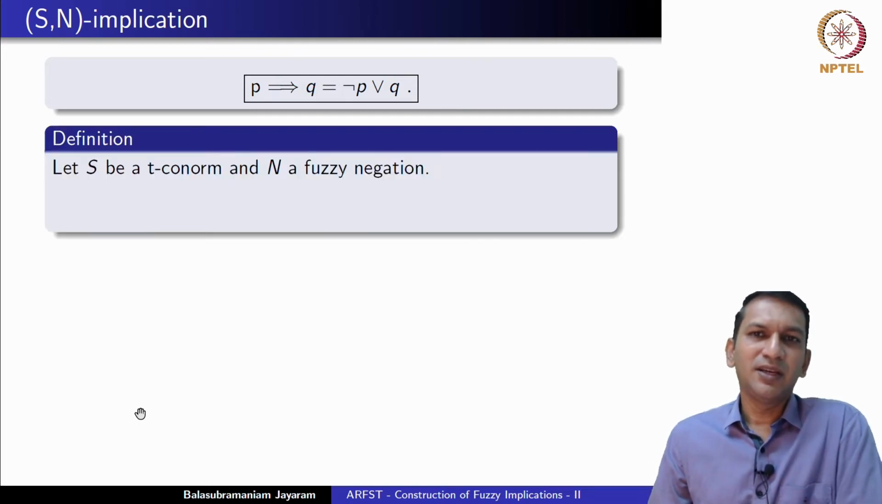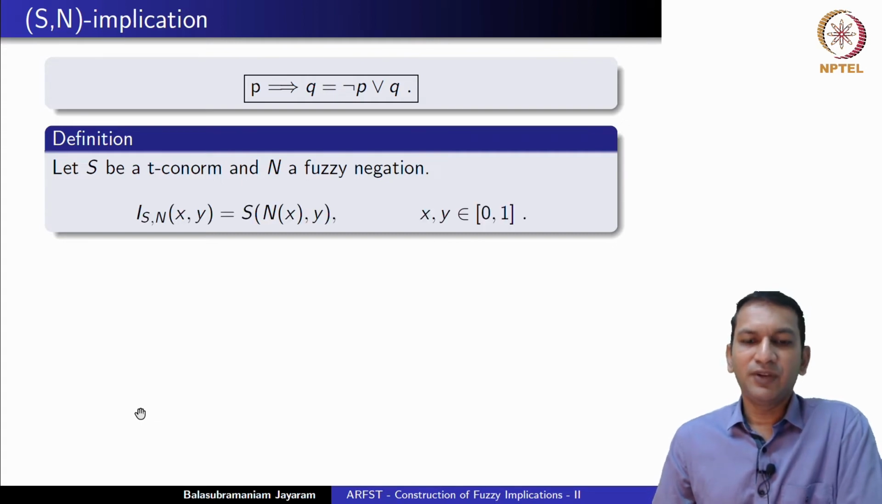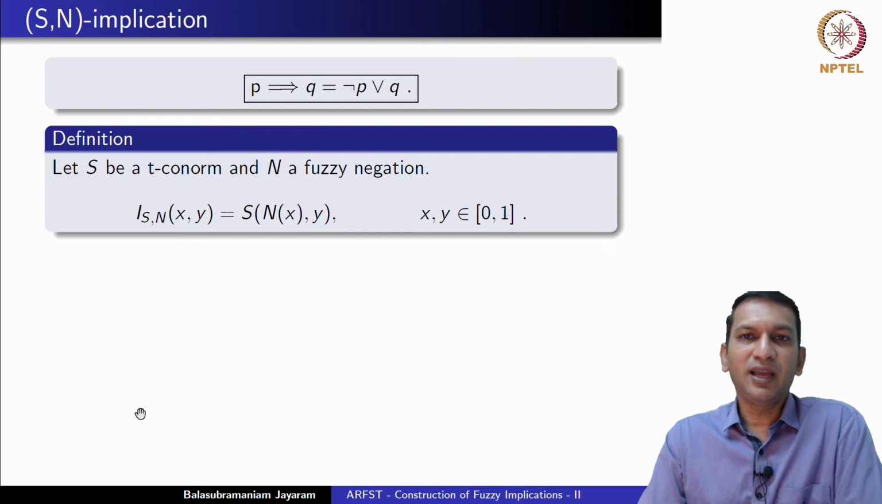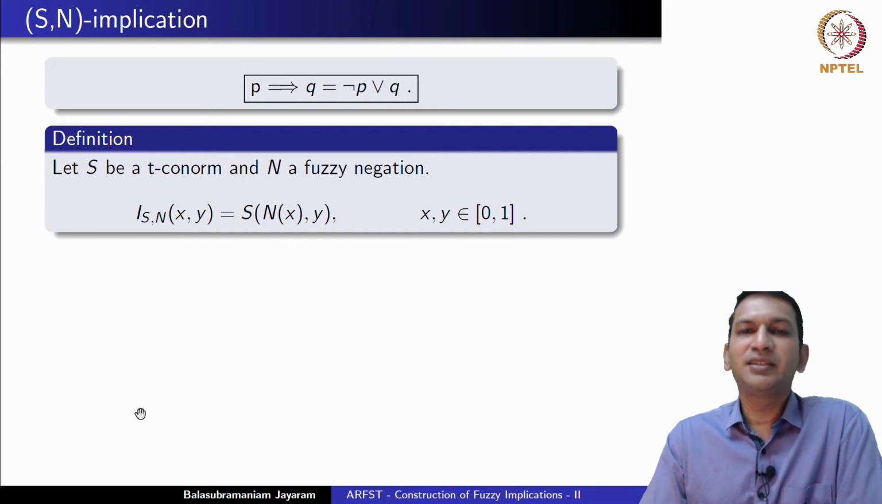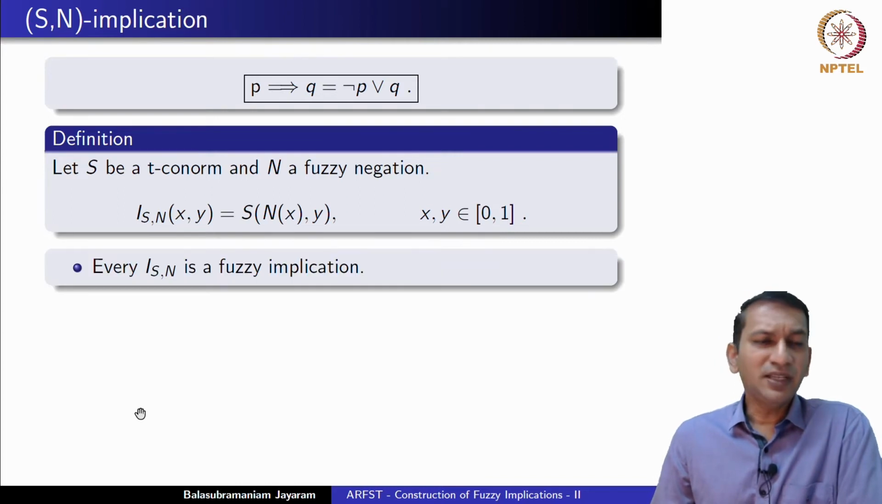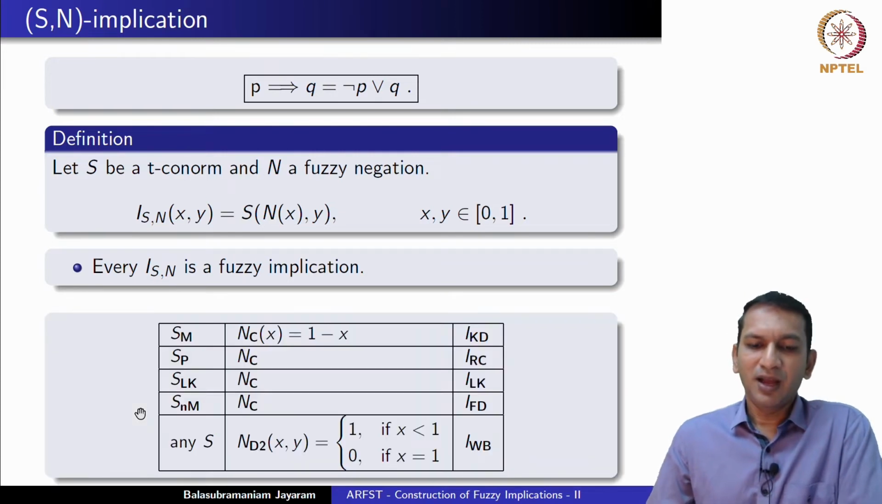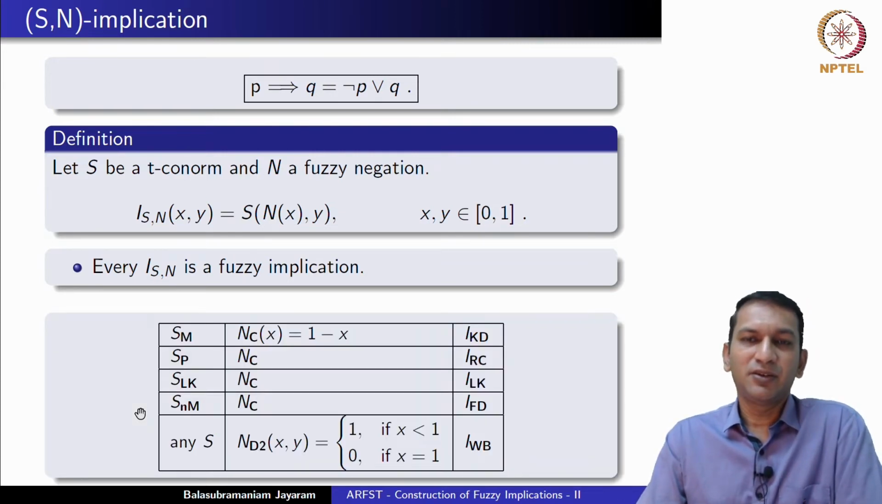Taking this, we define the family of SN implications. Given a T conorm S and a fuzzy negation N, we defined a function I as S of N x, y. We denoted it by I_SN, the S and N standing for the T conorm S and negation N, to indicate that this implication is coming from the family of SN implications. We have seen that every such function I_SN is a fuzzy implication, and we have also seen that many of the basic fuzzy implications do belong to this family.